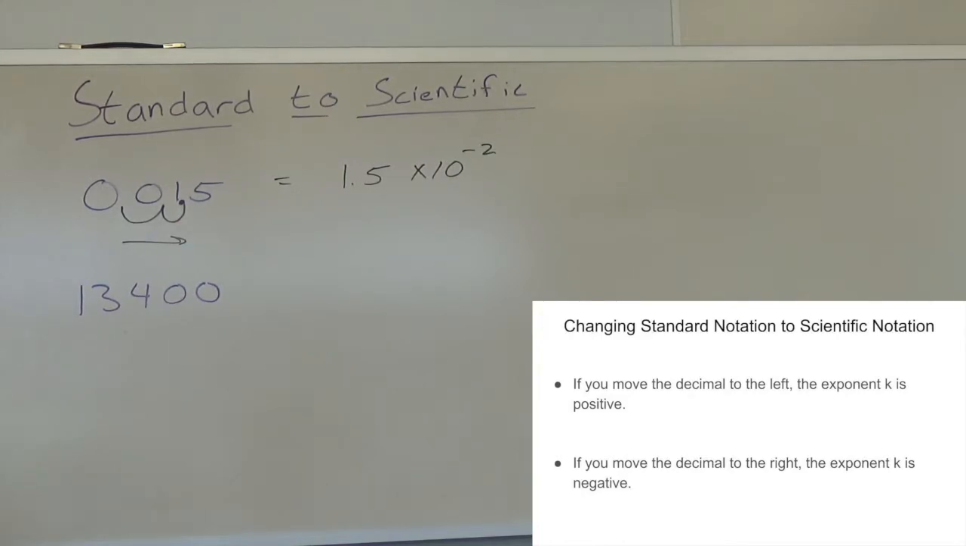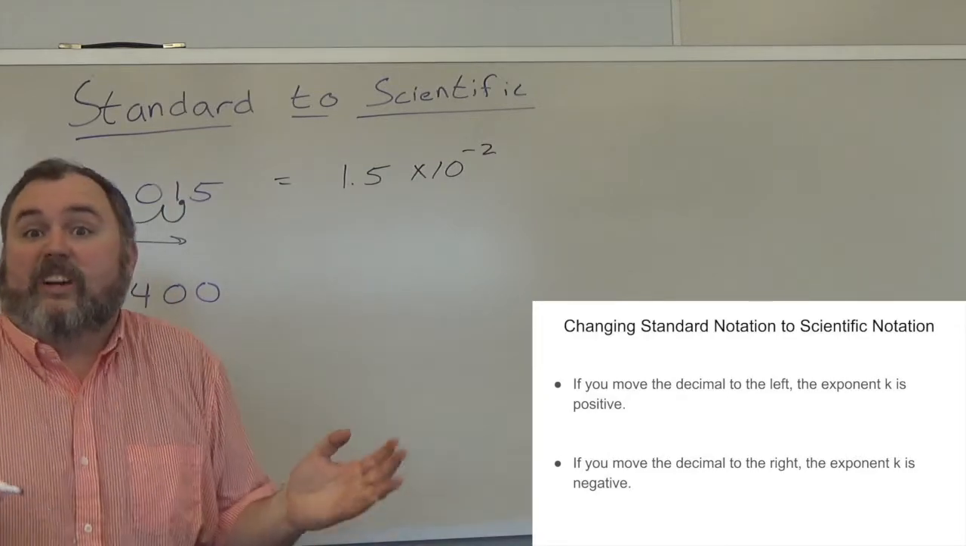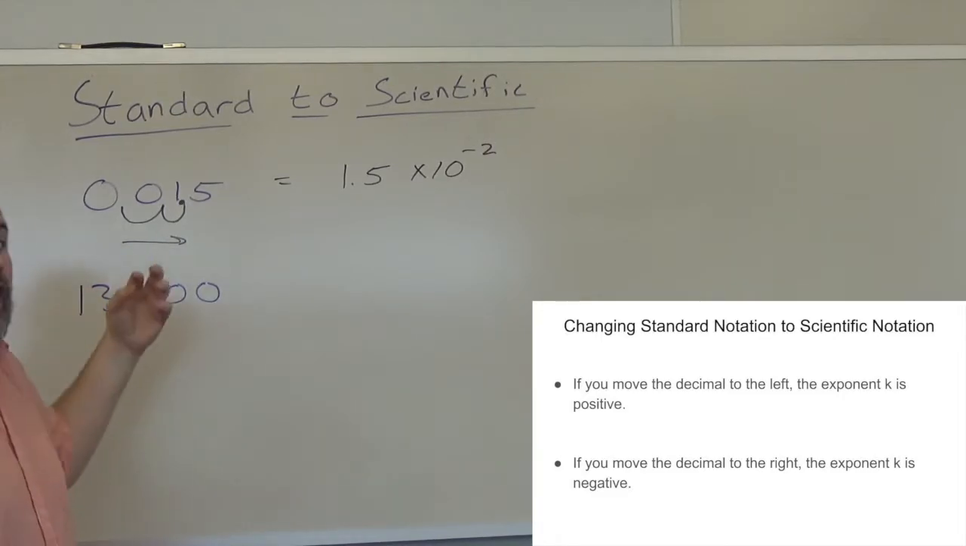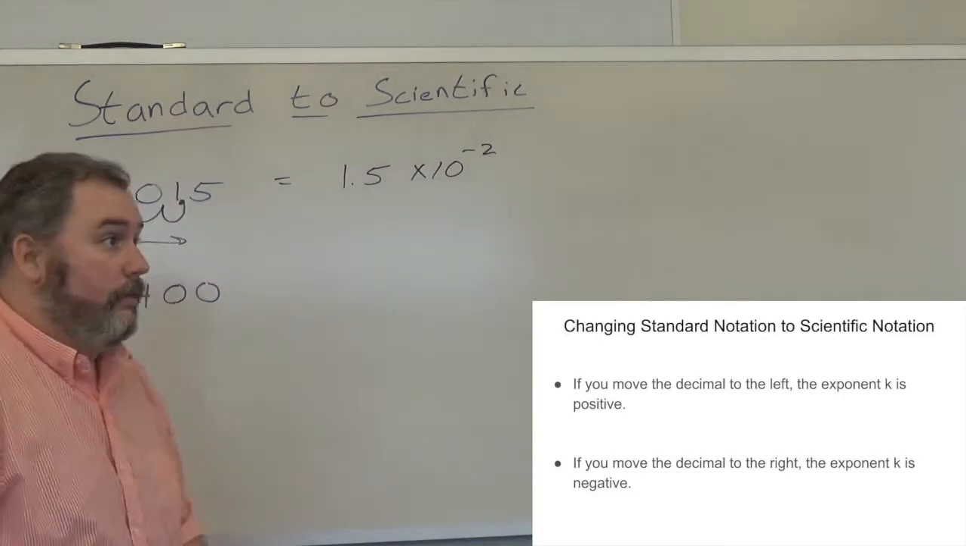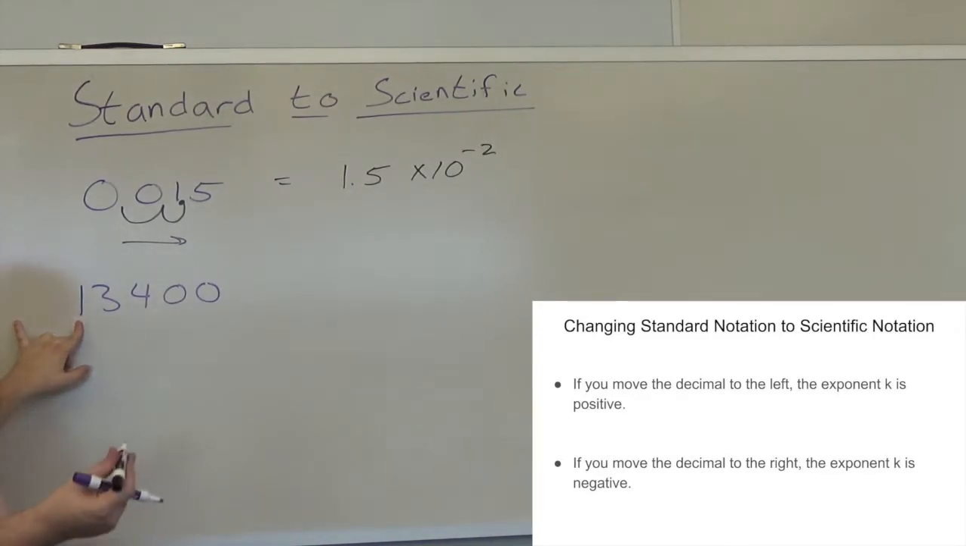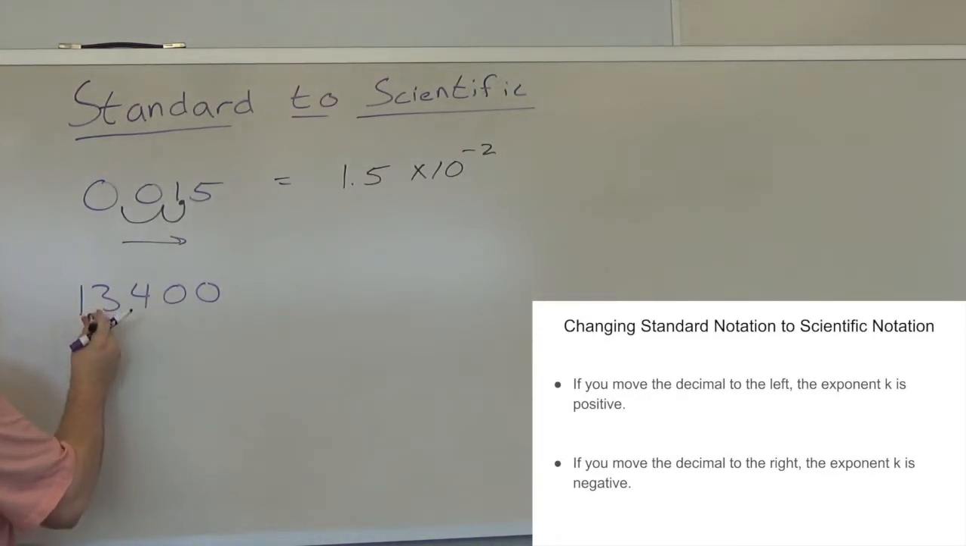All right, let's look at the next one. Same thing. We need to rewrite this in such a way that it's between 1 and 10. So, we start on the left side, find our first non-zero number, and it happens to be 1 again. Well, we put a decimal right there.